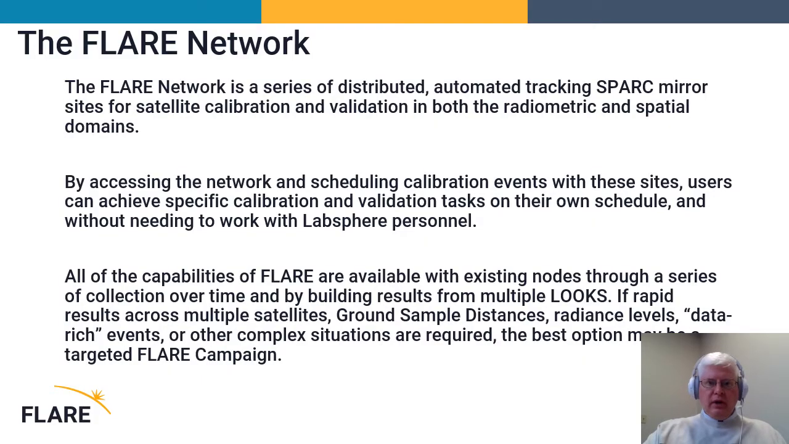The FLAIR network is a series of distributed, automatic, tracking SPARC mirror sites for satellite calibration or airborne calibration and validation in both the radiometric and the spatial domains. You can access the network and schedule calibration events with these sites remotely. You don't have to be at the site. The calibration and validation is handled by LabSphere and through the automatic system. All of the capabilities of the FLAIR are available on these nodes. You don't have to schedule campaigns or physical events.